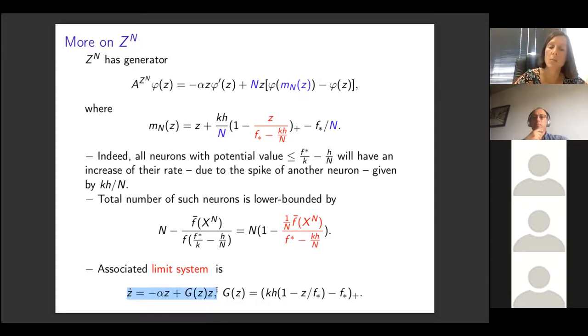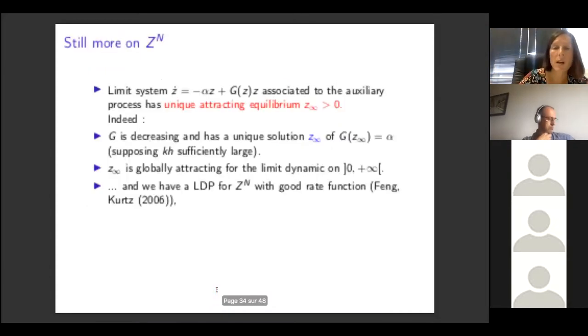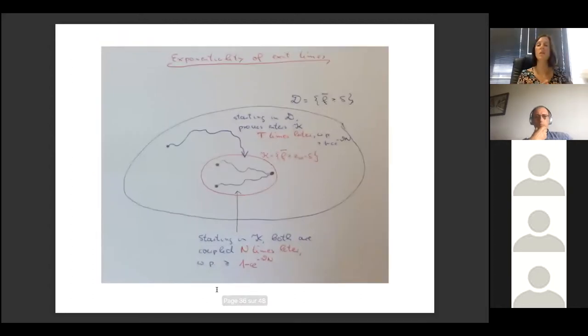And for this deterministic limit system, which gives us a lower bound on the mean spiking rate, we know that there will be a second invariant measure that is attracting, and we will use this attractiveness to couple processes in the limit. I guess I don't have time to speak about coupling, so I will just close with this figure here. So this reproduces basically what I told you before.